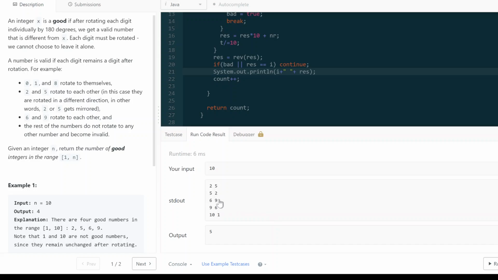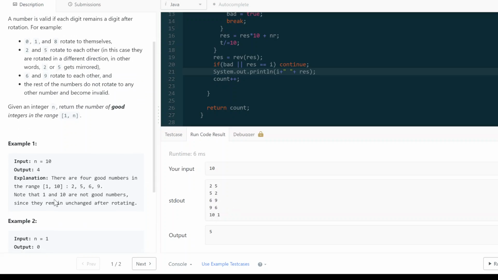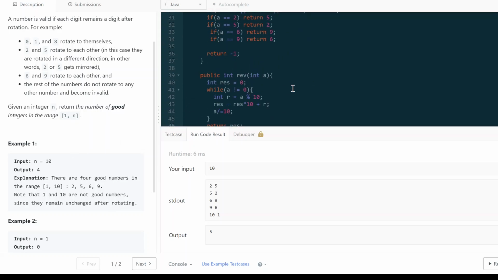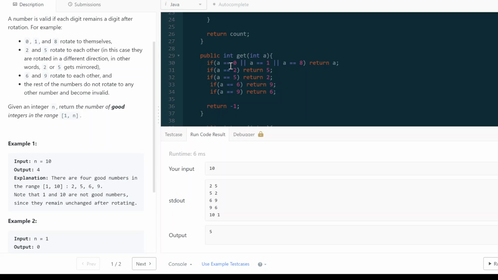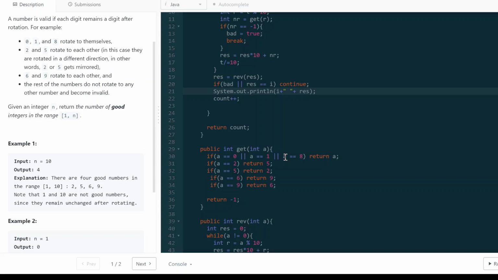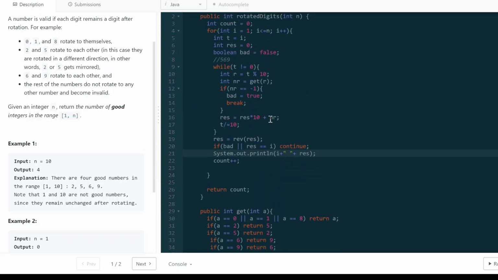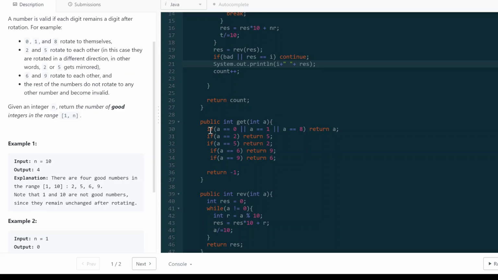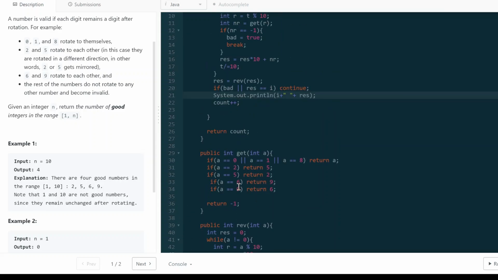Okay, so for 2, 5, 6, 9, we are getting correct. But for 10, 10 is not a good number. Why? Since they remain unchanged after rotating. So 1 is going to be 1, right? If I come here, so 1 is going to be 1, 0 is going to be 0. Oh my god, this is so bad. Okay. Now you see here, this 10 is becoming 01, right? And I'm again doing 01 reverse. So that will be 10, not 1, 0.